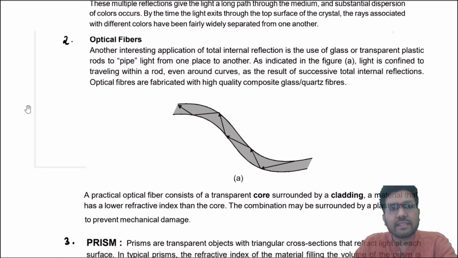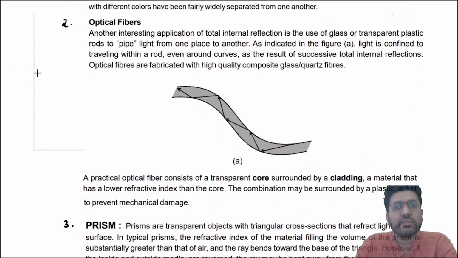Okay, then the next thing is optical fiber. You know that in an optical fiber, signals can be transmitted over large distances. Why? Because of the phenomenon of total internal reflection.